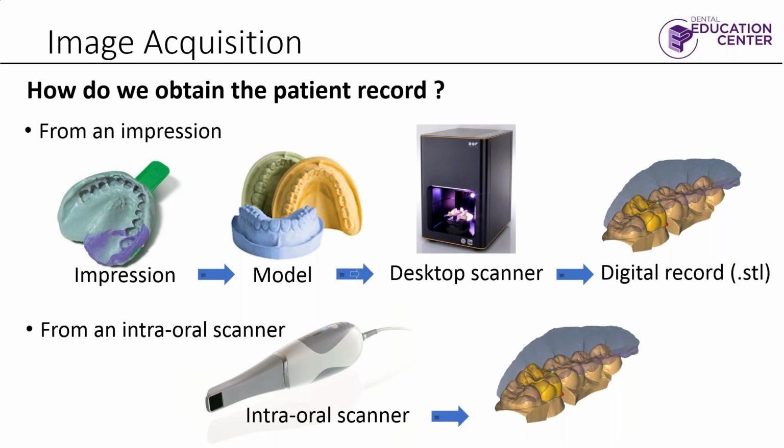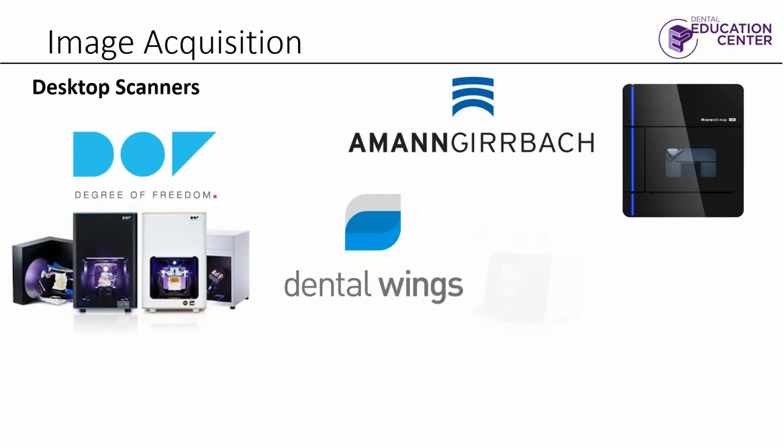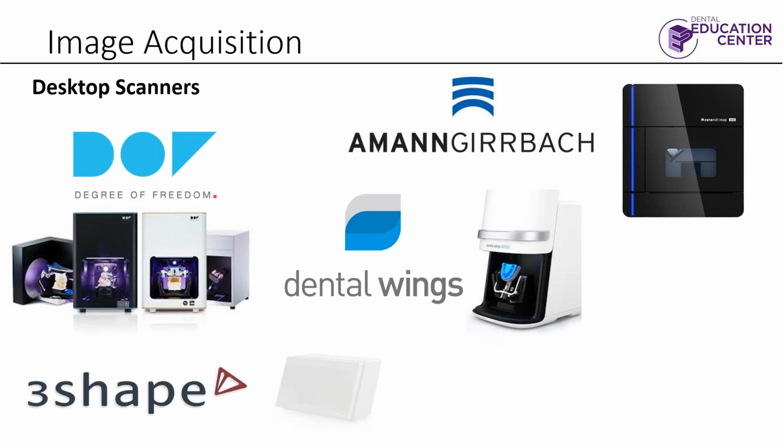image acquisition of the patient prep. You can see the impression, the model, desktop scan. In engineering, the less steps that you have involved, the more accurate, or at least the chance for accuracy is. And so going as fast as we can to this digital record is really better, because of the accuracy, in my opinion. Desktop scanners. There is quite a few desktop scanners out there today.